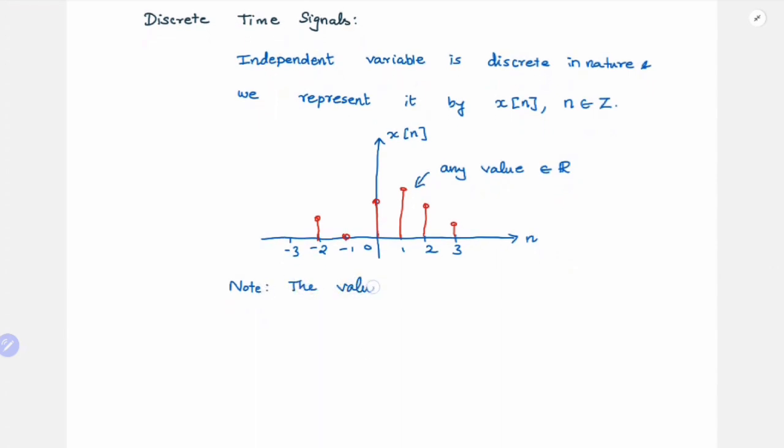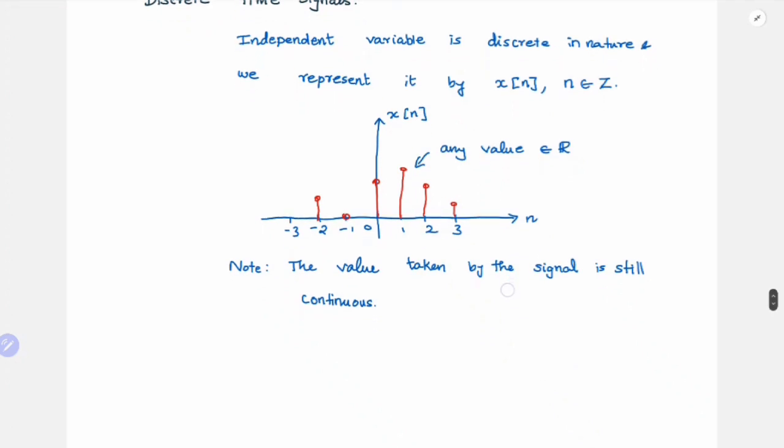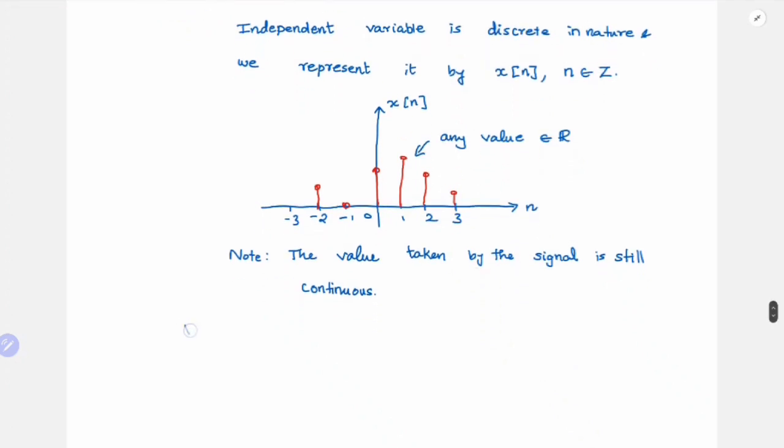The value taken by the signal is still continuous. Okay. So where do we encounter such signals, right? That is our next question. Where do we encounter such signals?